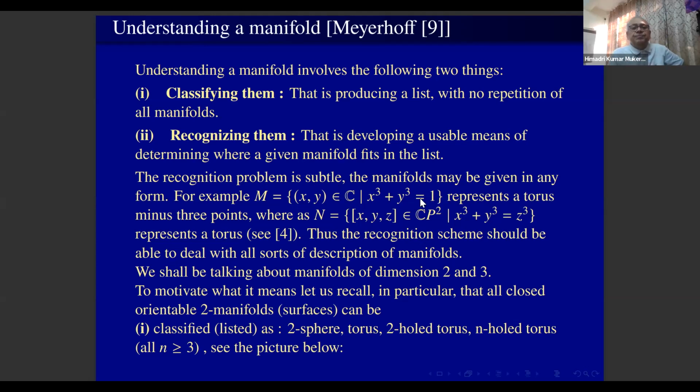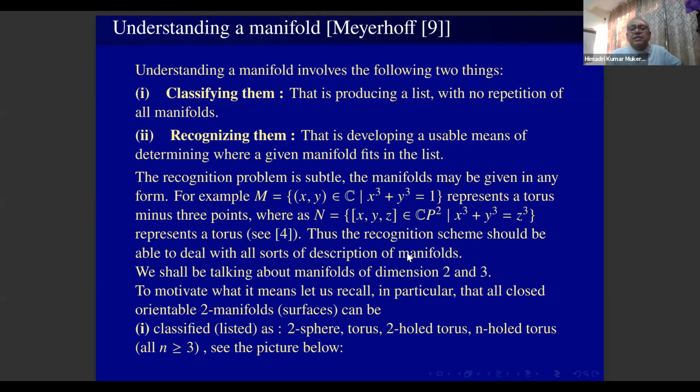For example, suppose M is the set of pairs of complex numbers x, y such that x cube plus y cube is equal to 1. This represents a torus minus 3 points. Actually, x and y are real coordinates here. Whereas if you take N, given by the complex projective plane with homogeneous coordinates x, y, z such that x cube plus y cube is z cube, this represents a torus.